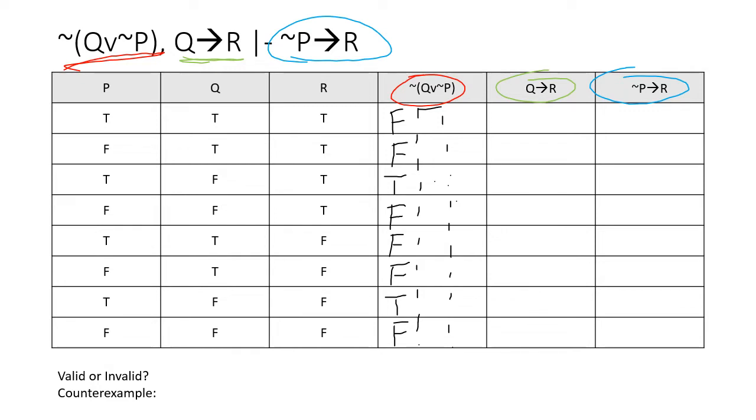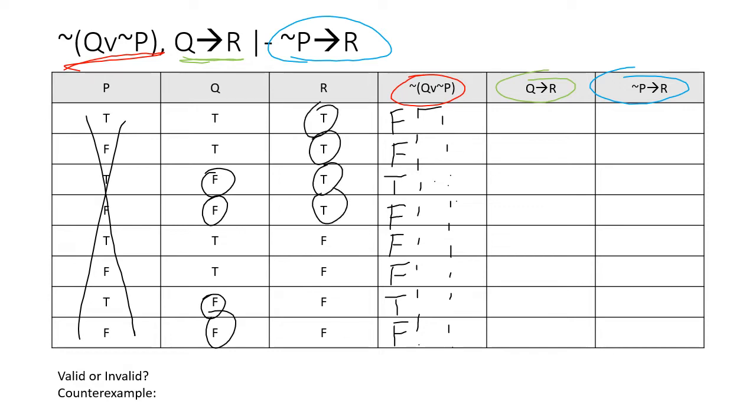So now here in the second premise, it's just the arrow. R Q is our left side, so we're going to look for where it's false. R is our right side, so we're going to look for where it's true. In those situations, the arrow is true. In these other two, it's false.